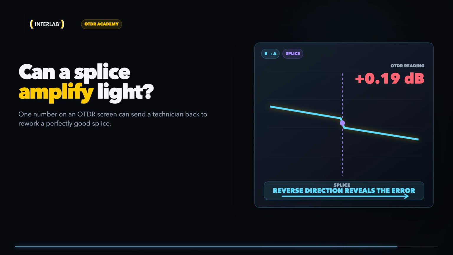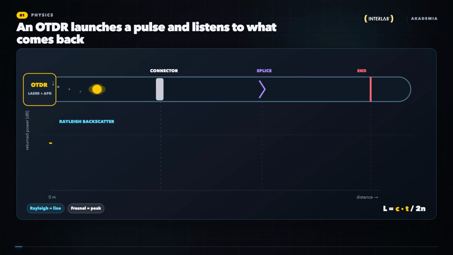We begin with a single pulse of light. An OTDR, or optical time domain reflectometer, launches a short laser pulse into the fiber. It does not watch the light arriving at the far end. It listens to what comes back.